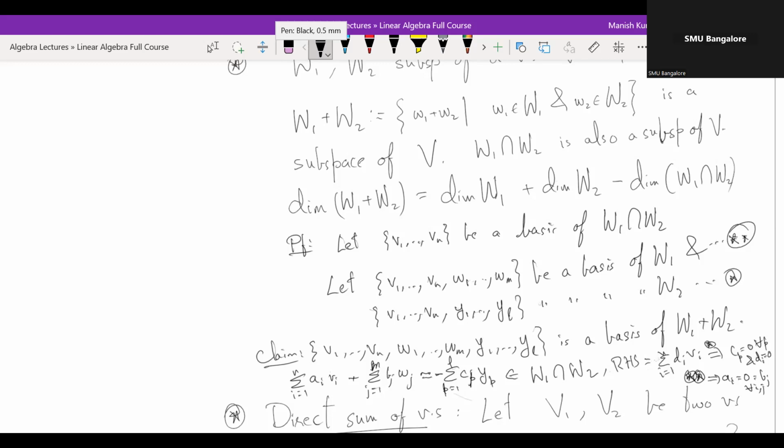So this proves that this is indeed a linearly independent set, and we already saw that it generates the whole of W1 and W2. So it is a basis, and then the rest is straightforward arithmetic. Is that okay, everyone?